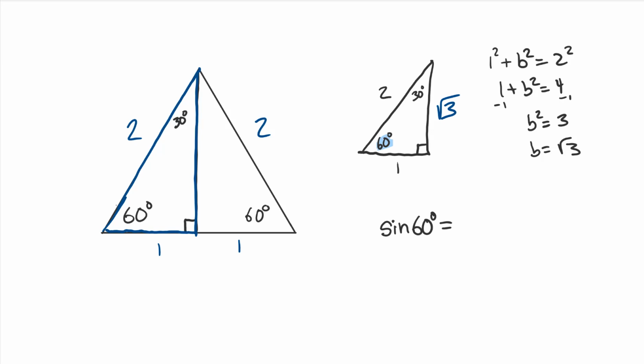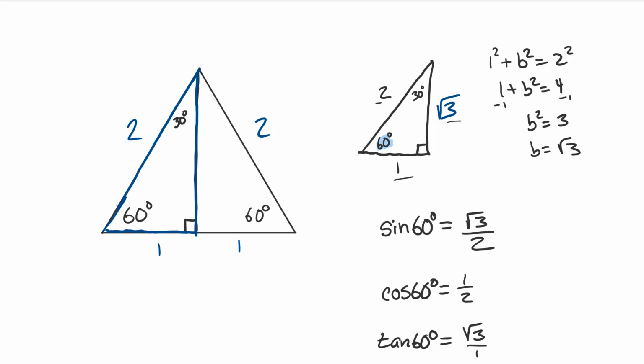Now we can go find all of our ratios. Sine of 60 is our opposite, root 3, over our hypotenuse, which is 2. Cosine of 60 degrees, well, that's just going to be our adjacent over our hypotenuse, which is 1/2. And then tangent of 60 degrees, well, that's going to be our opposite over our adjacent. So root 3 over 1. I'll write over 1, you don't need to do that. It's just root 3.